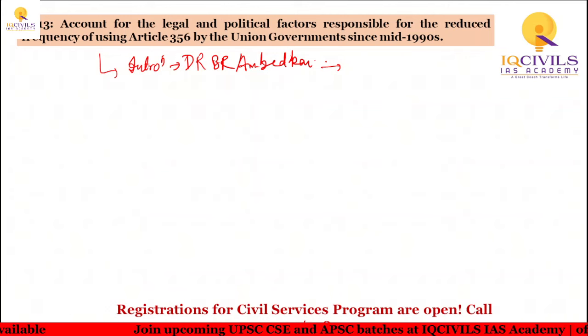Okay. So the frequency of use of Article 356 has reduced now. अब जो फ्रीक्वेंसी है आर्टिकल 356 की वो बहुत कम हो गई है. अब इसके पीछे कौन से लीगल और पॉलिटिकल फैक्टर्स हैं ये बताना है. गेटिंग माय पॉइंट? तो आपको आंसर कनेक्टिविटी में लिखना है. सो व्हाट आर द लीगल फैक्टर्स?